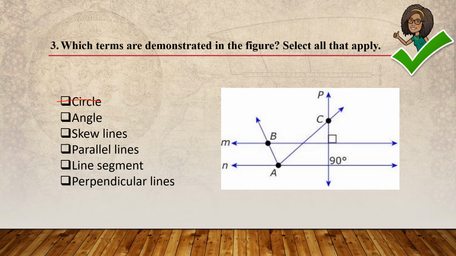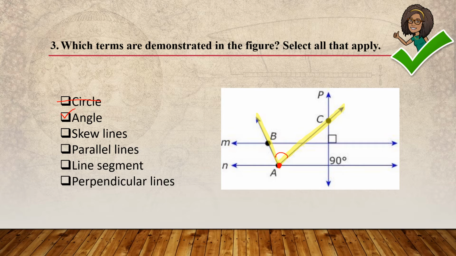An angle. We know an angle is made up of two rays that have a common vertex. I do see two rays here. Remember, a ray extends from one endpoint infinitely in one direction. So we have two rays here, and they are sharing one common vertex, which is A. So we do have an angle. We're going to check that one.